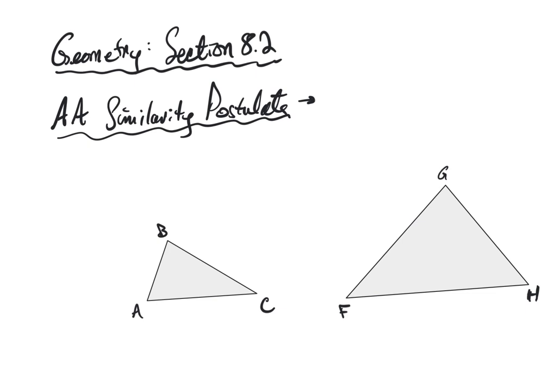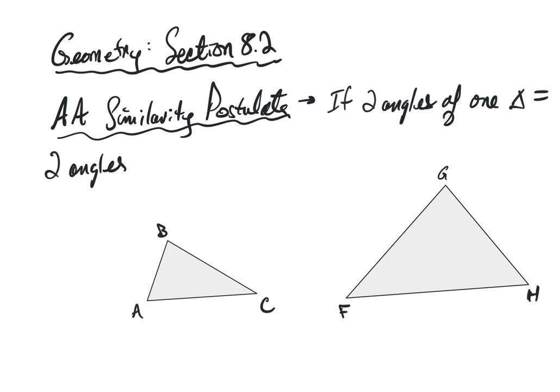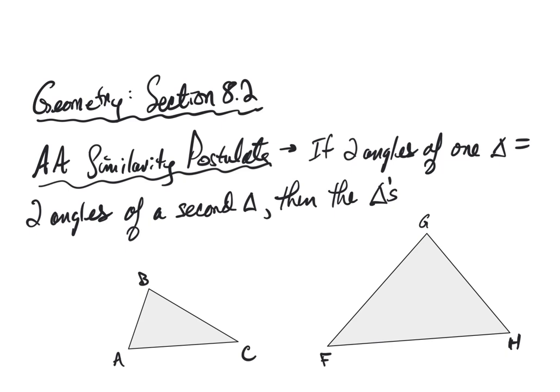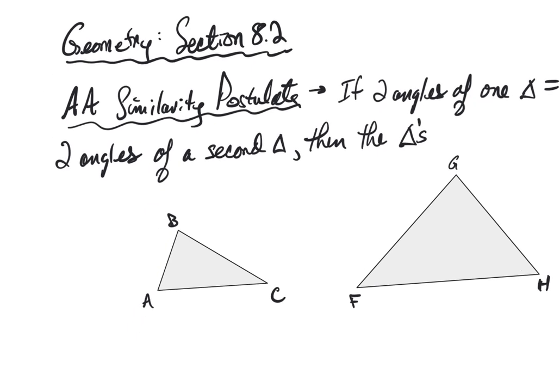So the postulate just simply goes like this. It's a very, very easy one. If two angles of one triangle equal two angles of a second triangle, then the triangles are similar to each other.